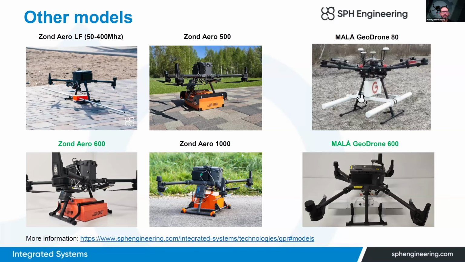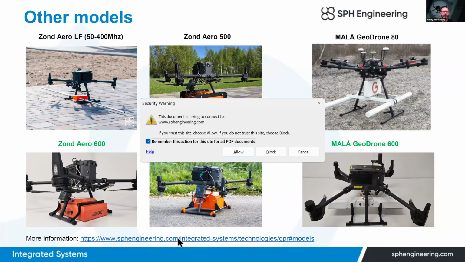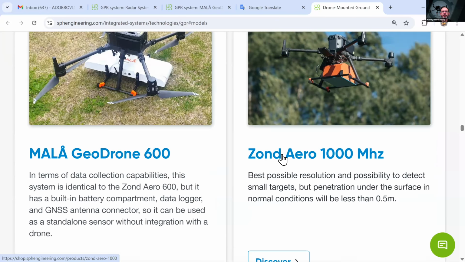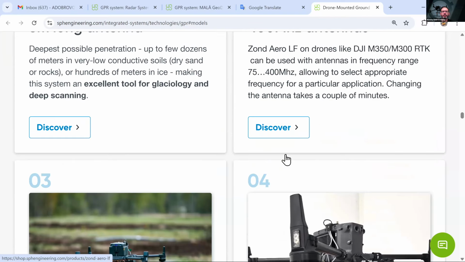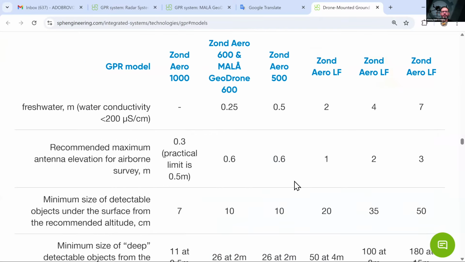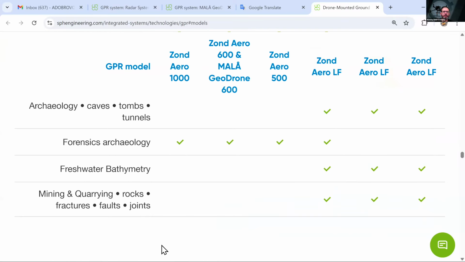So more details about possible applications, expected parameters, and so on, you can find by the link. Again, you will receive a copy of the presentation. Here you can find more information about each model and also what you can expect from a particular GPR system, and again it is defined by the central frequency of the radar. This is my presentation. It's here.